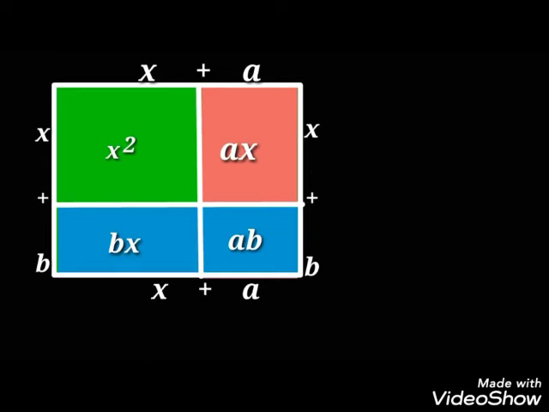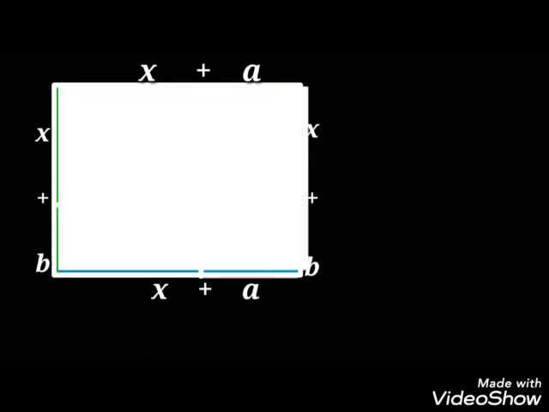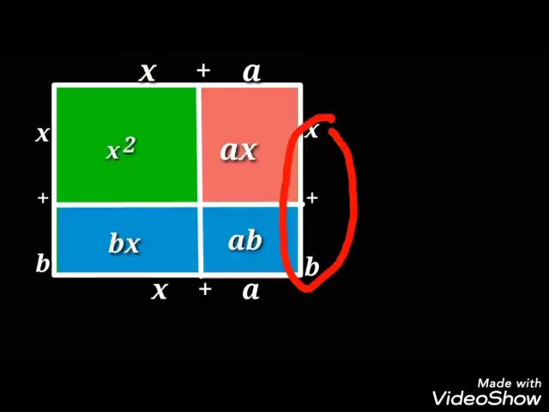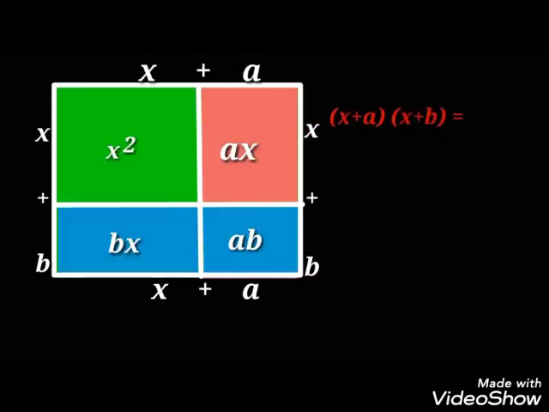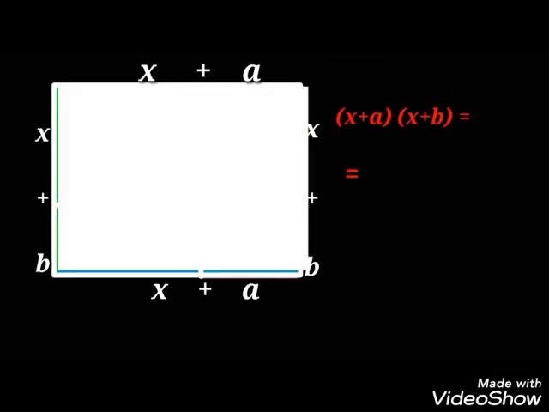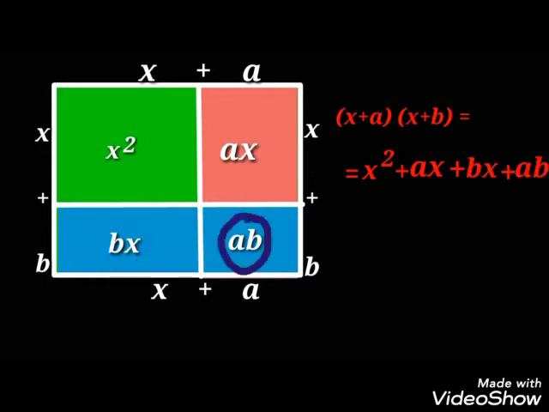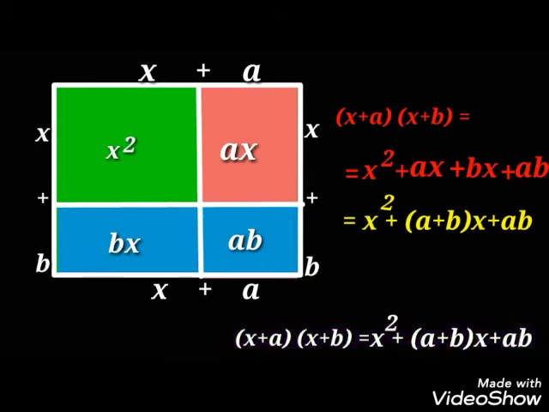Now we will find the area of the rectangular sheet. Here length is x plus a and breadth is x plus b. So x plus a into x plus b is equal to x square plus ax plus bx plus ab. So x plus a into x plus b is equal to x square plus a plus b into x plus ab.